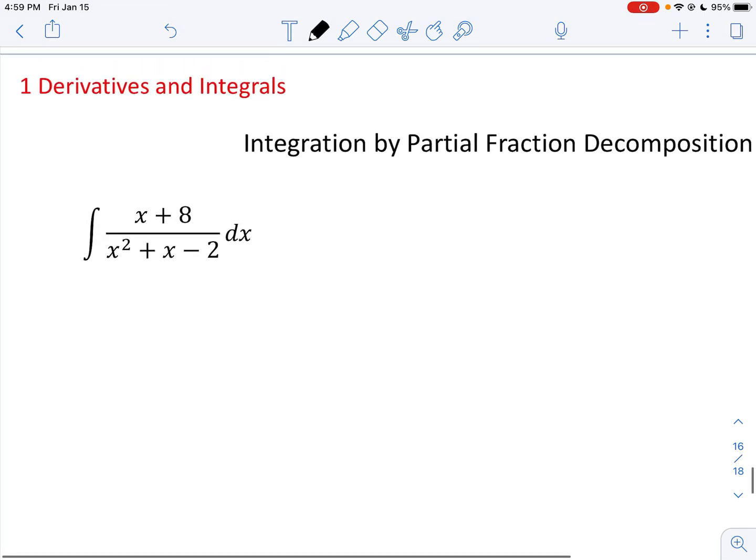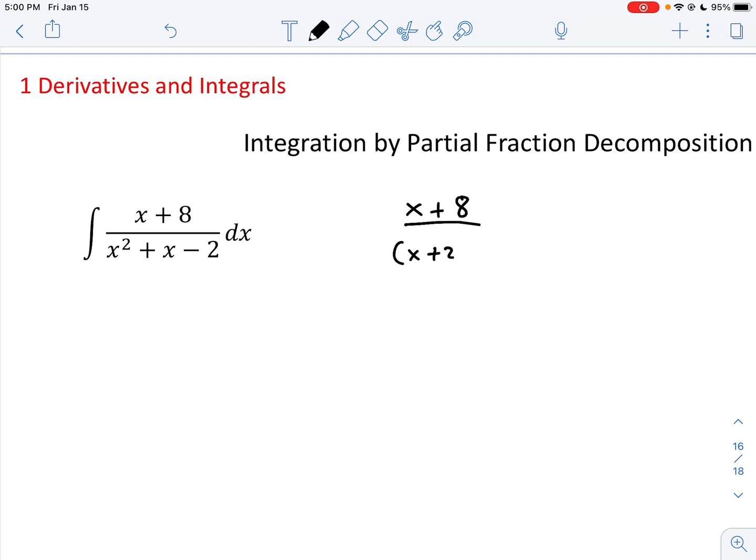Integration by partial fraction decomposition. This will certainly surface in this class. When you have a rational function, so a polynomial over a polynomial, like we do here, try to factor the denominator and see what happens. If we can factor it, then we can try to decompose this. So the denominator factors to x plus 2 times x minus 1.